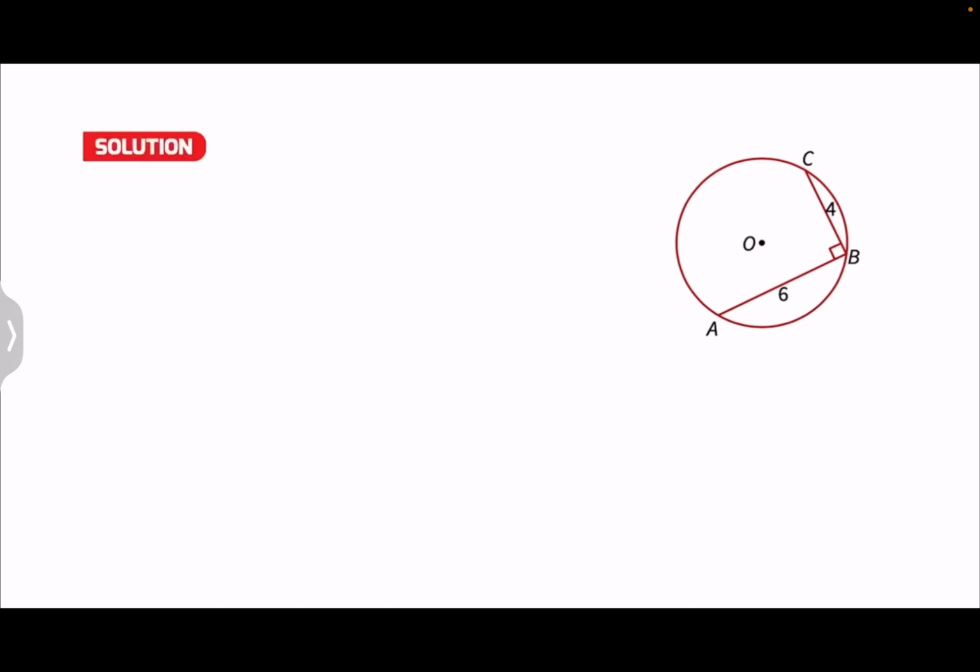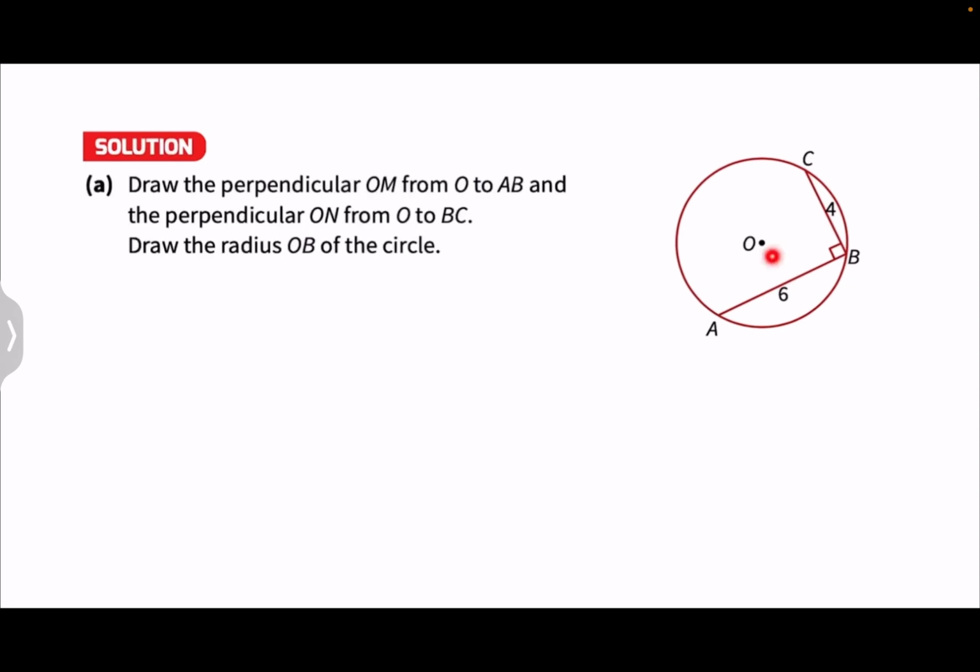So to find the distance from the center to each of these chords, we'll first draw lines from the center to both chords. So we'll draw the perpendicular OM from O, the center, to the chord AB, as well as the perpendicular ON from O, the center, to the chord BC. And we'll also draw the radius OB of the circle, which will be this line, in order to find the radius for part B later on. So the diagram will look like this.